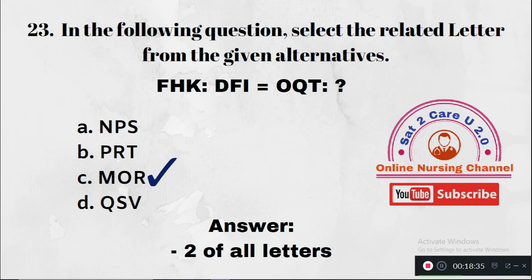From the H, you minus 2 letters, you get F. From the K, you minus 2 letters, you get I. Similarly, from the O, you minus 2 letters, you get M. So MOR is the right answer.